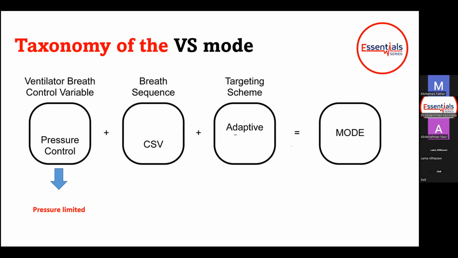According to the targeting scheme, it's not dual control. It's adaptive control, because it adapts the pressure limit according to the patient's compliance and resistance. So it changes its pressure limit up and down according to the patient's compliance. So this is the volume support mode. It's pressure control, CSV, A, or adaptive targeting scheme. This is the taxonomy of the mode.